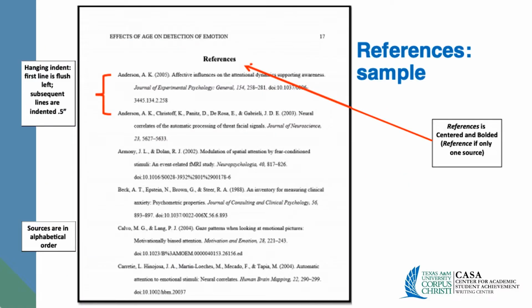So this is what your reference page should look like. Here we are at the end of the paper on the effects of age on the detection of emotion. We still have our page number at the top of the page. We have our level 1 heading, References. If you only have one citation, it's going to be the word Reference. Your citations are flush left. The hanging indent is going to be this blank space underneath the author's name. This makes your reference page easily skimmable by author.